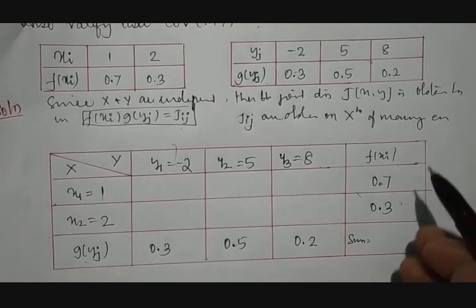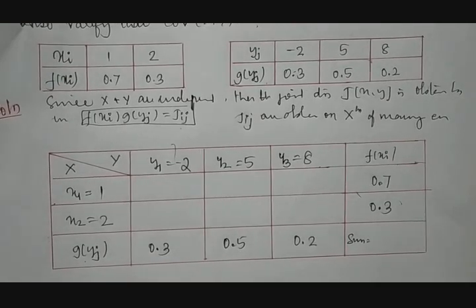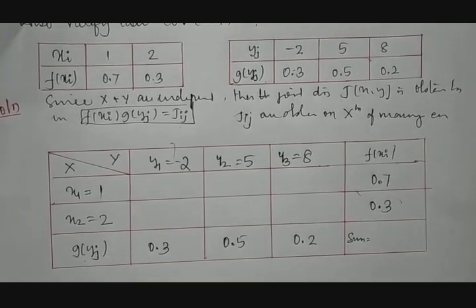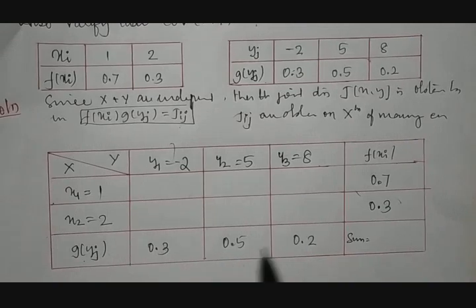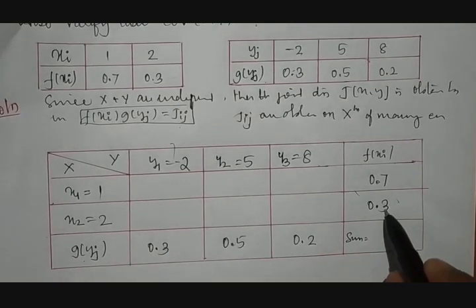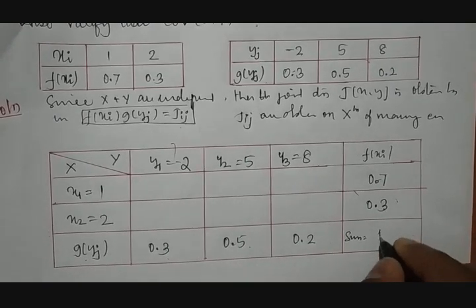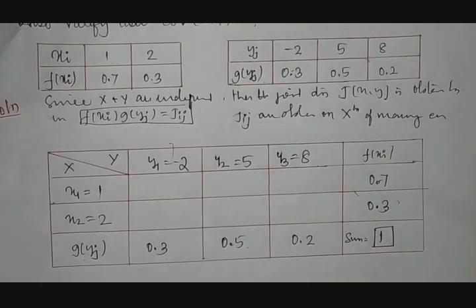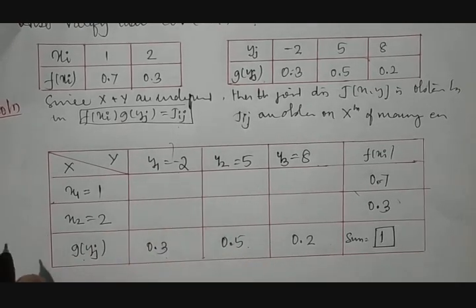But only one condition we need to keep in mind. The sum, whether you take it vertically or horizontally, should be equal to 1. Why should it be equal to 1? Because this is a probability distribution. Let us see, is it 1? 0.7 plus 0.3 is 1. Then 0.3 plus 0.5 plus 0.2, it is 1. So we got this as 1. So it is correct. But what about these middle entries? It is not mentioned. What is a middle entry?